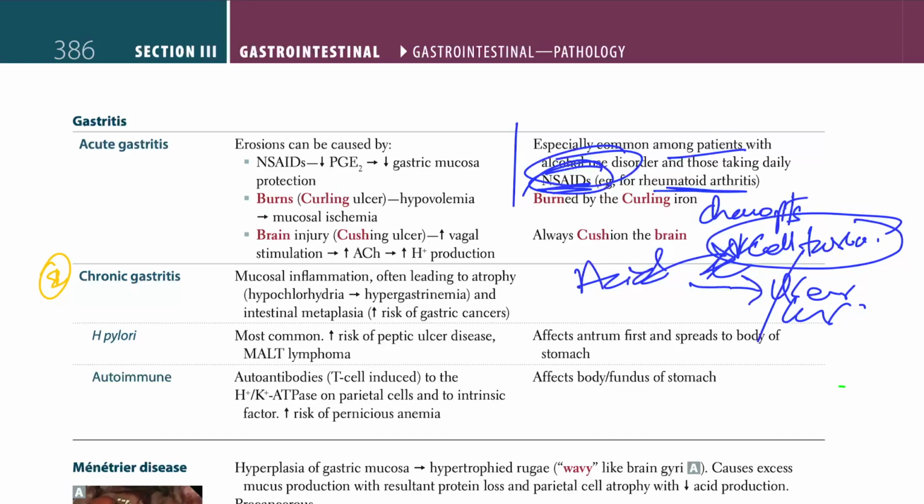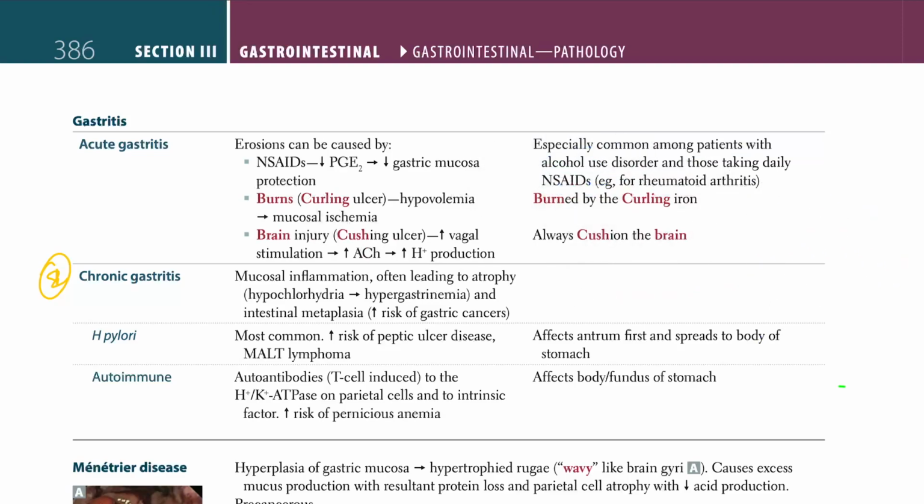Okay. Yeah, so that's pretty much it for the acute gastritis. So now let's talk about the chronic one. How do we get the chronic?